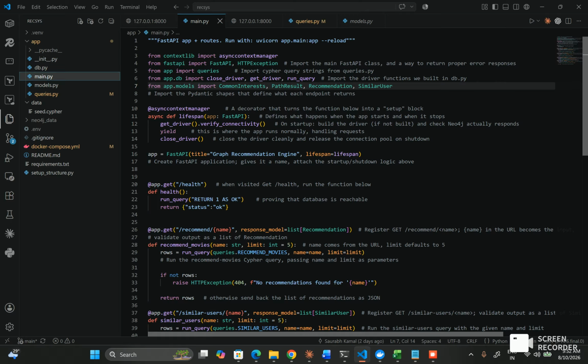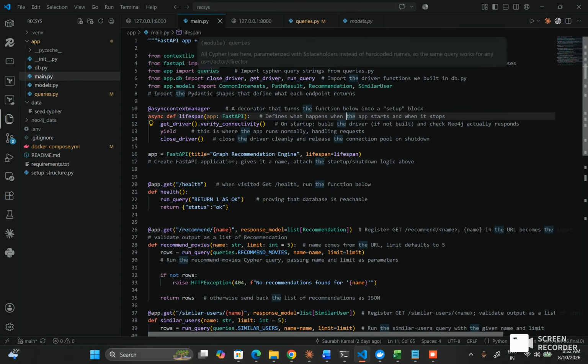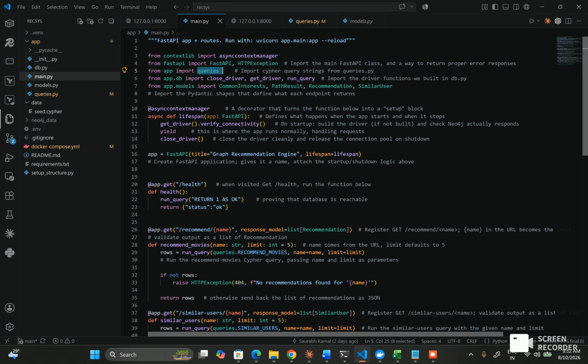Okay. Now let's slow down over here. The top of these are the gathering tools, bringing in FastAPI itself, Cipher queries from queries.py, connection and query runner from db.py, and the response shape from models.py. Nothing runs yet. This is just making everything available.